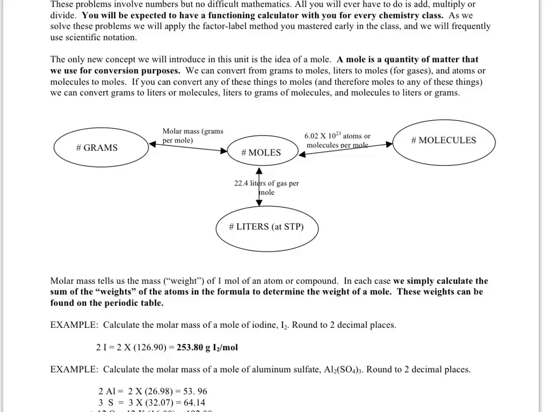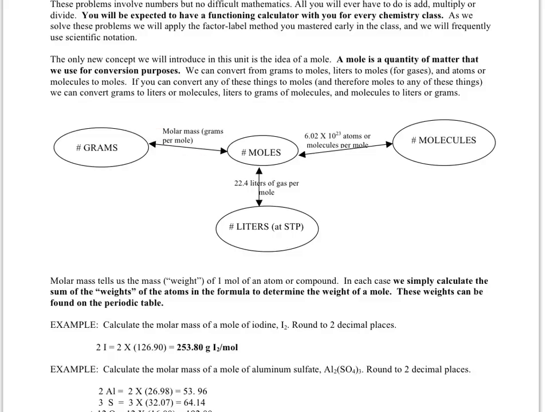So what you're going to do in these problems is if you're given molecules and asked to find grams, you're going to set up one fraction that gets you from molecules to moles using Avogadro's number, like you did in worksheet 3. And then you're going to set up another fraction right after it that goes from moles to grams using a molar mass that you'll need to calculate, just like you did in worksheet 2.